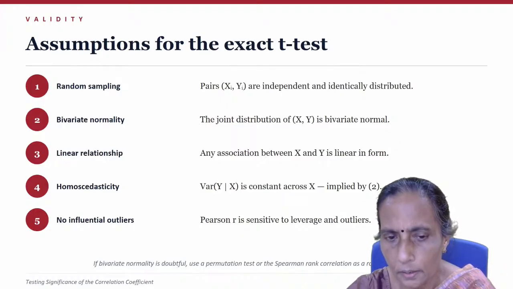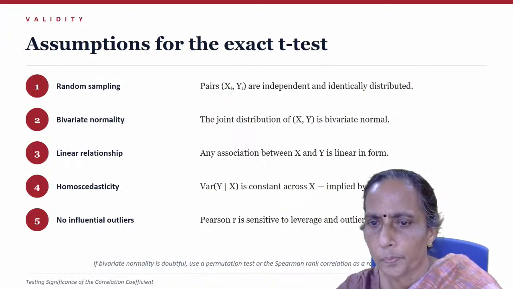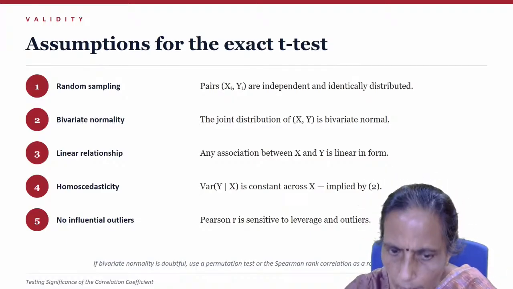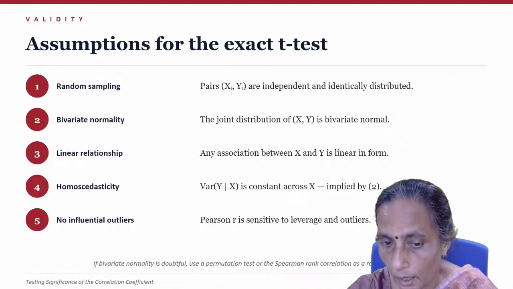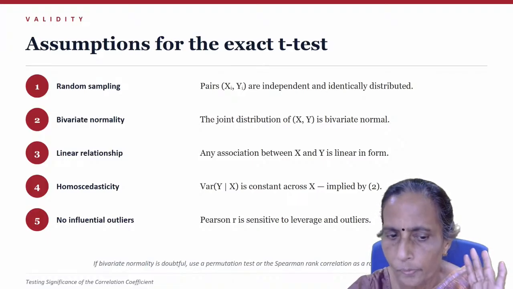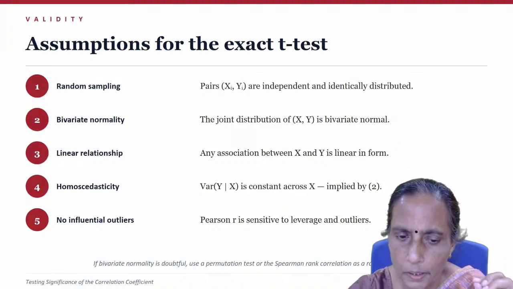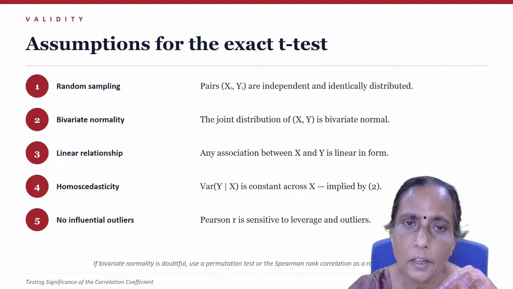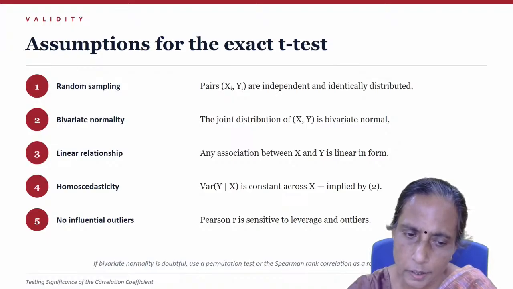Homoscedasticity, that is, the variance of y given x is constant across x, implied by the bivariate normality. And no influential outliers, that is, Pearson r is sensitive to leverage and outliers. If bivariate normality is doubtful, we should use a permutation test or the Spearman rank correlation as a robust alternative.